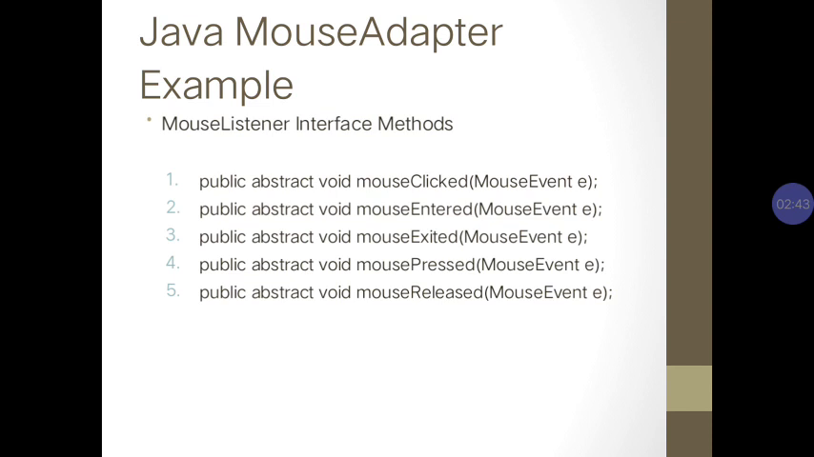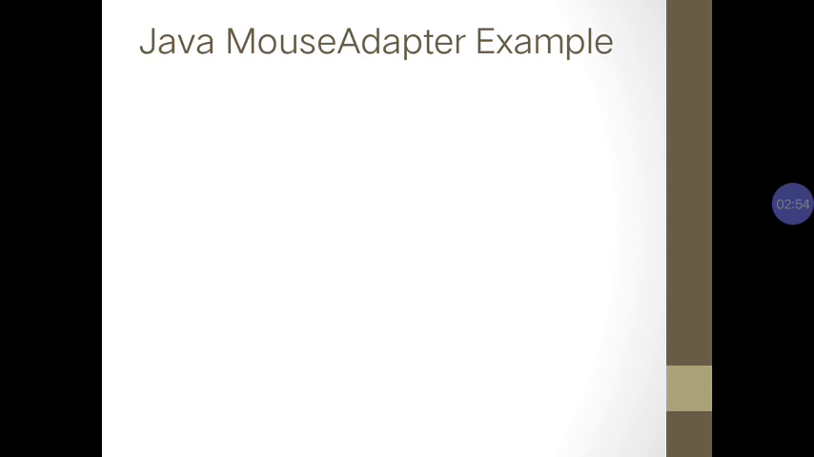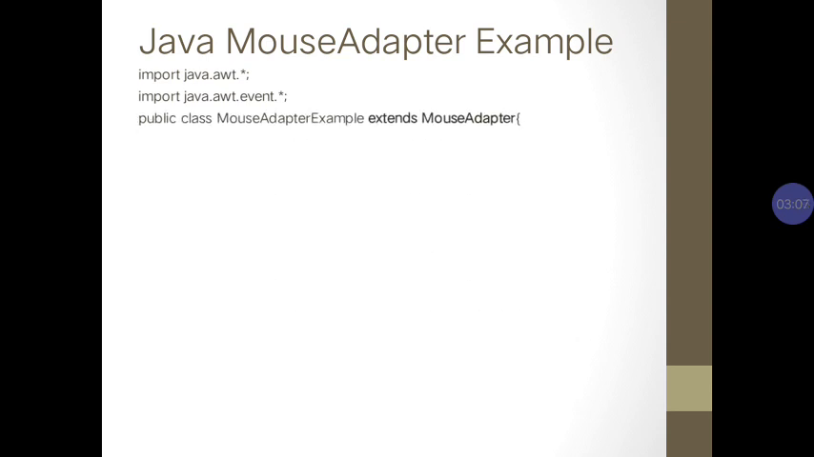Now we are going to see, when instead of this interface we use MouseAdapter, what the changes are and what is the use of this adapter class. So we are going to start with the example. First we are going to import the AWT package, java.awt. After that java.awt.event.*. So all the classes from this AWT and event will be imported in our class.